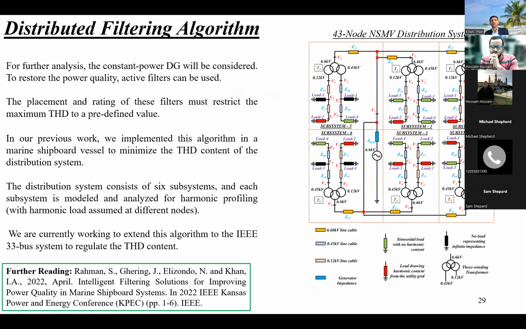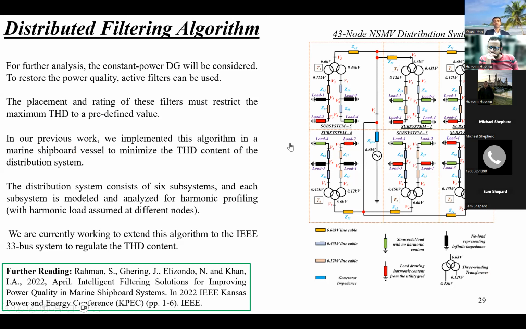So what we did, we proposed a distributed filtering algorithm, and this is the 6-zone system of our marine vessel. We are getting our new NSMV marine vessel, and we tested this algorithm on the 6-zone marine vessel. Constant power DG will be considered to restore power quality. Active filters can be included. The placement and rating of this filter must restrict maximum THD to the predefined IEEE 1547 standard. It should not violate that standard.